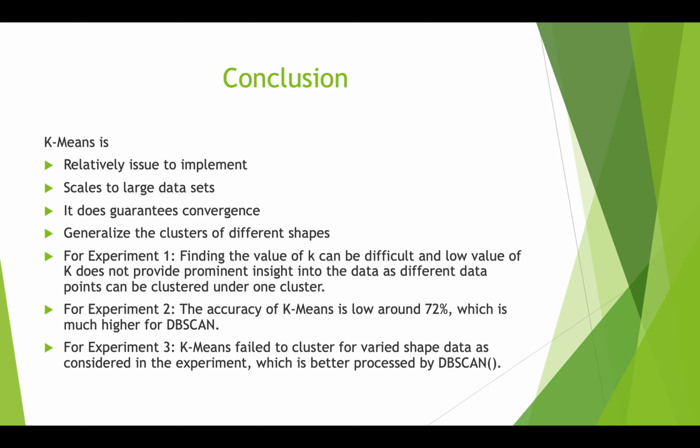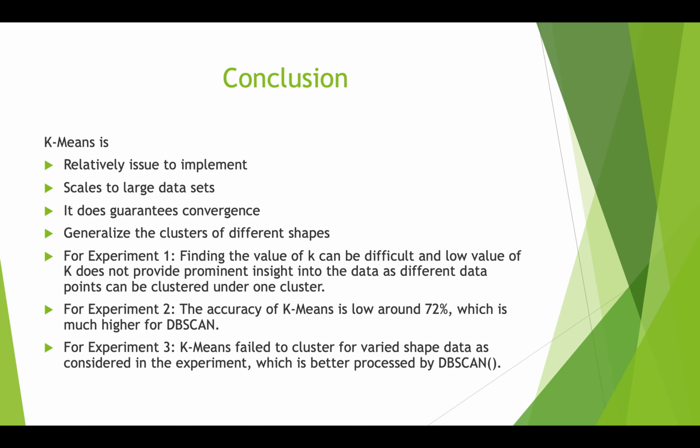For experiment one, the major conclusion was that K was difficult. K can be difficult to find because the value of K does not provide prominent insight from the data, and different data points can be clustered under one cluster. If you use a low value of K, a lot of data points can be clustered under one cluster where they should not be.